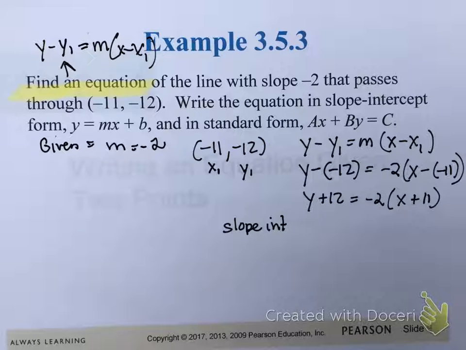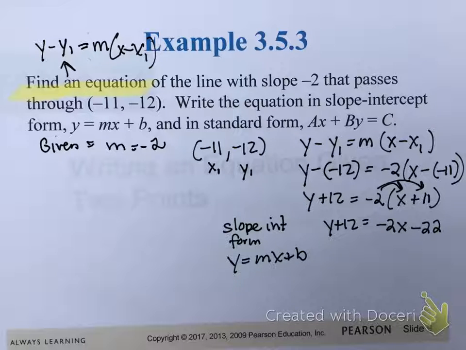I'm going to go for slope-intercept form first. And just to remind you, slope-intercept form is y equals mx plus b. So from this point, I'm going to simplify the right side by distributing. So I get y plus 12 equals -2x minus 22, because I distribute the -2 to both values. I'm almost in slope-intercept form because I want to isolate y, get y by itself. So I subtract 12 off of both sides, and I get y equals -2x minus 34.